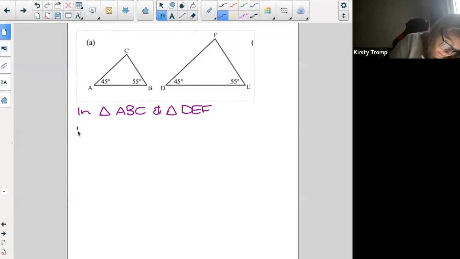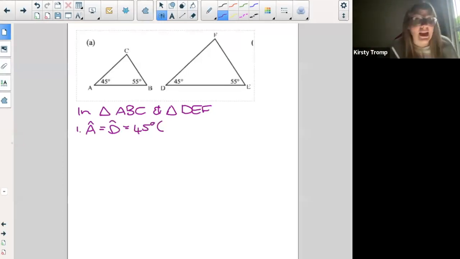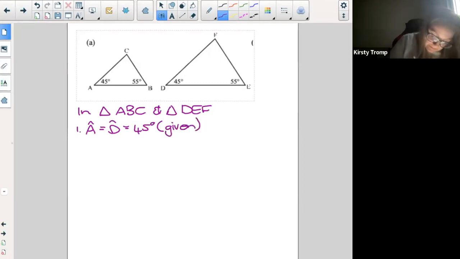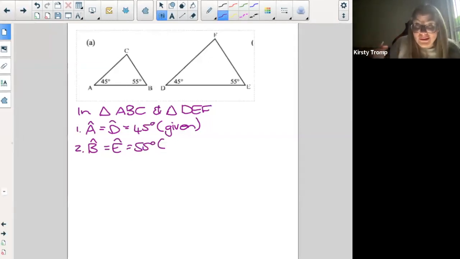Here we go. Number 1. We know that angle A is equal to angle D, which is equal to 45 degrees. Did I have to calculate that? Did I have to go search for it? Did I have to go climb a mountain for it? No. What happened? It was given. Number 2, angle B is equal to angle E, which is equal to 55 degrees. Again, climb a mountain, go look for it, do any of those things? No. It was given.